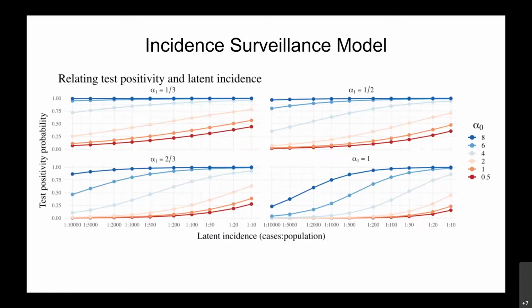Similarly, as alpha_1 moves away from 1, so as it decreases, we see that the percentage of tests that are positive flattens out those curves, and shifts them above the latent incident fraction of the population.